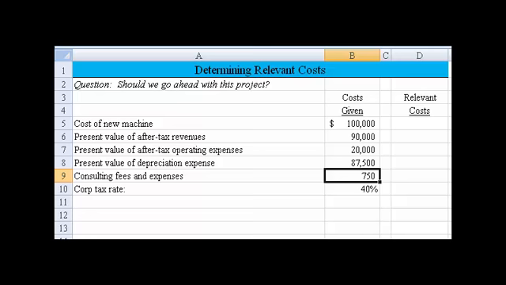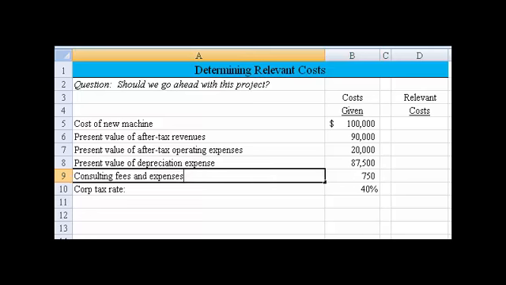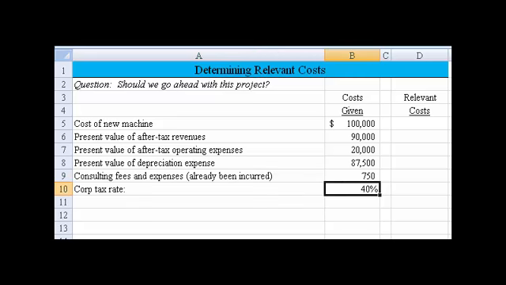Okay, we'll also incur, or we have incurred, $750 of consulting fees and expenses in working on the project up till now. So what I want to point out is this is related to getting us where we are. So these are costs that have already been incurred. I want to make that clear. And our corporate tax rate is 40%.